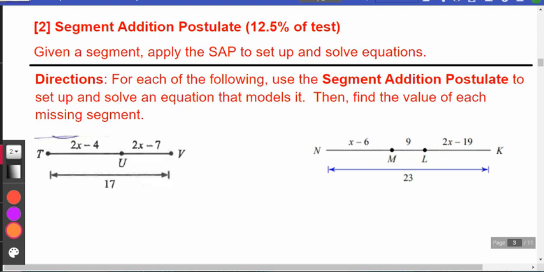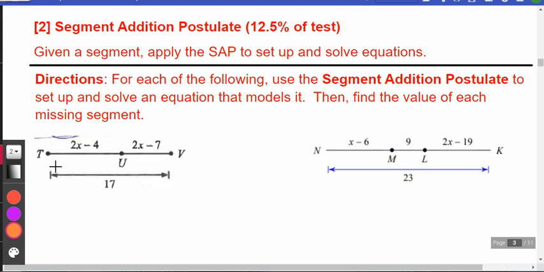It is 12.5% of the test, meaning that out of the 16 problems, you will have 2 problems that relate to the segment addition postulate. Now, what is the segment addition postulate? Remember the idea of one part plus another part equals the whole segment. We need to use that postulate to set up and solve an equation that models it, and then find the value of each missing segment.